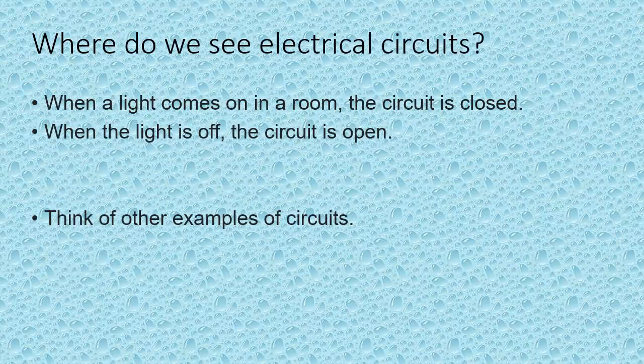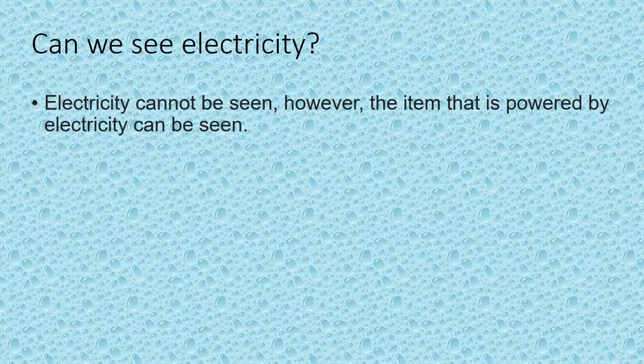So where do we see electrical currents or circuits in the world? When you turn the light on and off in a room, when the light comes on, the circuit is closed. When the light is off, the circuit is open. So think for a second about other examples of circuits, and the teacher can pause the video so that way you can have a conversation. Okay, let's go back to this now.